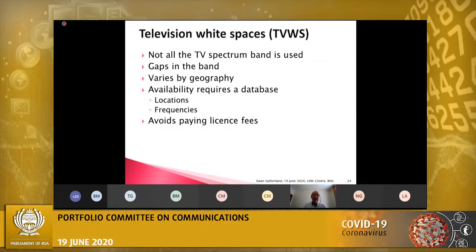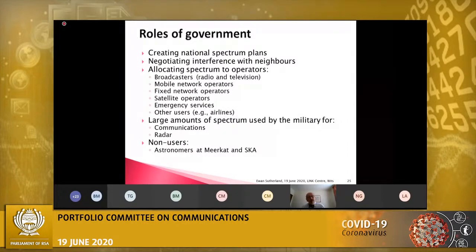that, yes, you can safely use that if you are in this particular place. Obviously, that's going to be a bit easier in some of the rural areas, or ironically, in some mountainous areas where you may not be able to receive the television signals. So the role of government has been to set out national spectrum plans. It means negotiating any interference with neighbours, which means that you have to deal with the mobile phone companies in South Africa and the mobile phone companies in Eswatini and in Lesotho to make sure that they don't cause too much upset, which is not so difficult because they're usually also South African operators.